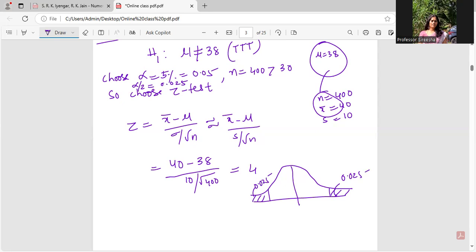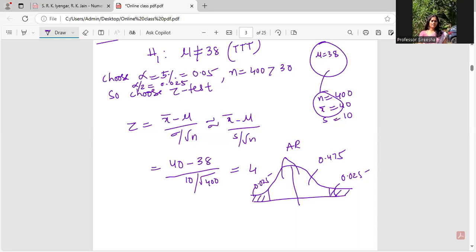There are two tails on both the ends, which are my rejection regions. Then what are my acceptance regions? In between, the area between the two tails will be my acceptance region. Okay? So this value of Z would be 0.475, as I have calculated in the previous example. For 0.475 from the table, what would be the value of Z for 0.475 area?